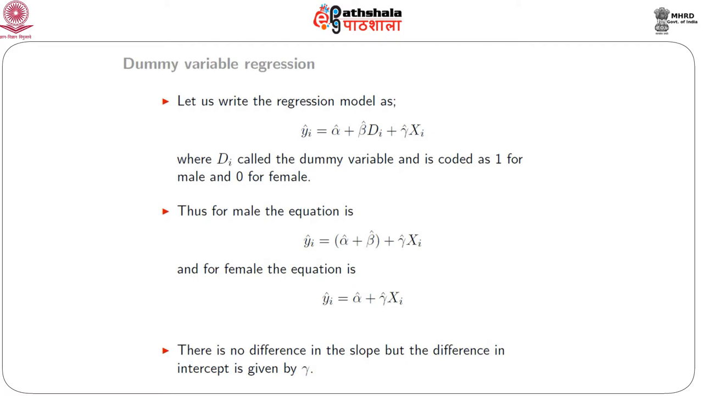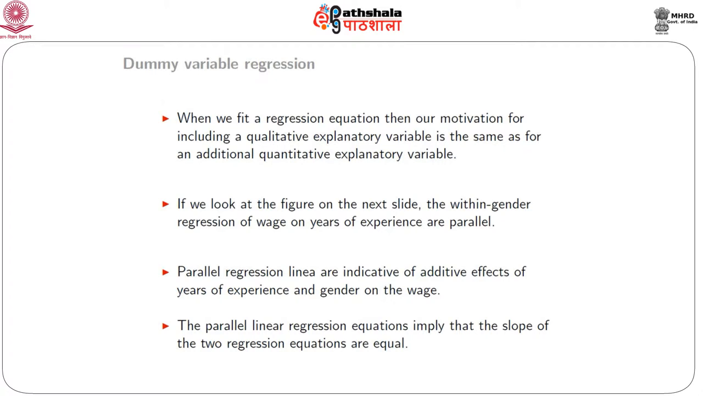Thus, for male, when d equals 1, the equation stands as y_i hat equals alpha hat plus beta hat. This is our intercept term, and we have the slope term given by gamma hat times x_i. And for female, when d_i equals 0, the regression equation is of the form y_i hat equals alpha hat plus gamma hat x_i. And there is no difference in the slope between the two regression equations. However, because of the dummy variable included in the model, there is a difference in intercept between the two regression models, which means the effect of gender of the employee actually changes the regression equation by the term beta hat.